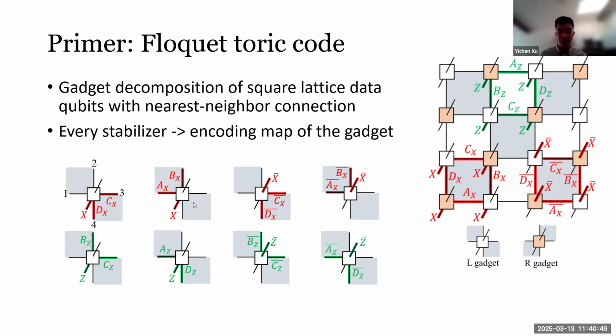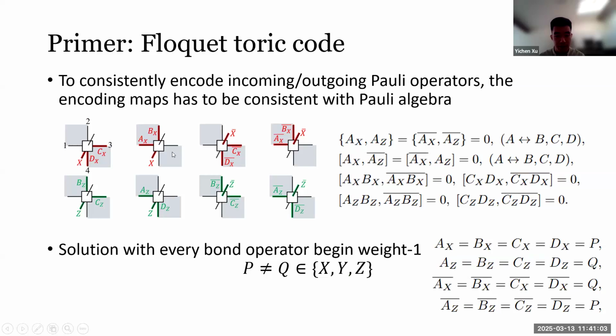So how do we determine A to D? We determine A to D by looking at the commutation relations between them. So for example, let's focus on, let me annotate.